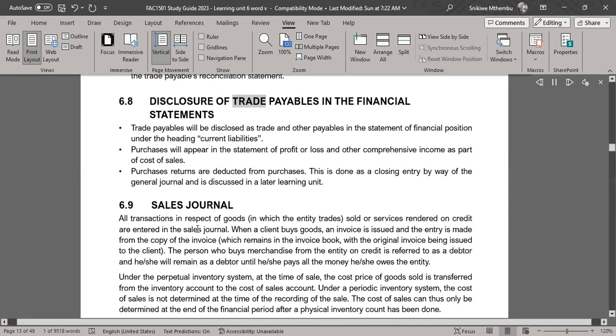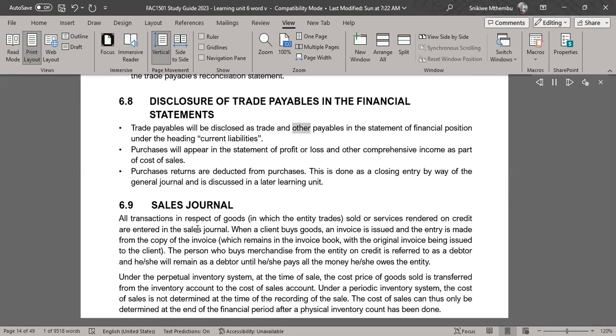6.8 Disclosure of trade payables in the financial statements. Trade payables will be disclosed as trade and other payables in the statement of financial position under the heading Current Liabilities. Purchases will appear in the statement of profit or loss and other comprehensive income as part of cost of sales. Purchases returns are deducted from purchases. This is done as a closing entry by way of the general journal and is discussed in a later learning unit.